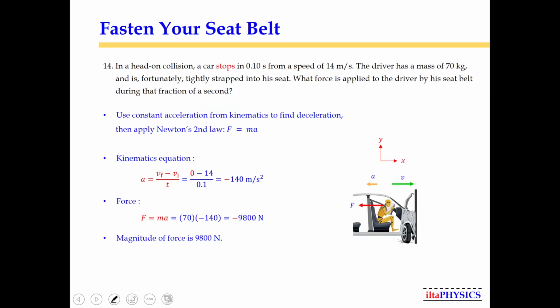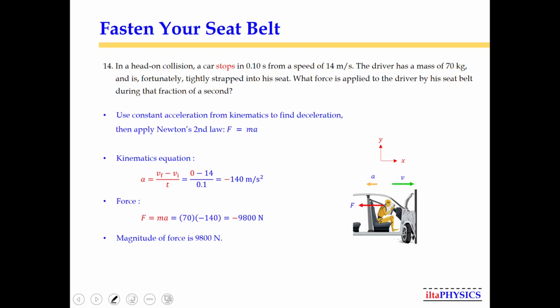Problem number 14 is a car crash situation. As shown in the diagram on the right, a car traveling at 14 meters per second crashed into a wall and stopped in 0.1 seconds. Fortunately, the driver, who weighs 70 kilograms, was wearing a seatbelt. How much force did the seatbelt apply to protect the driver?